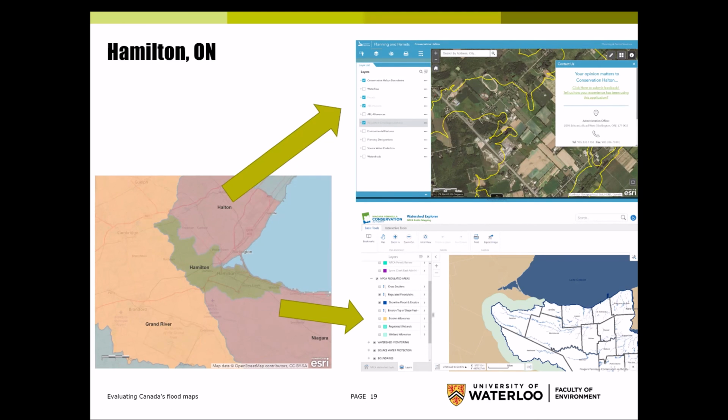So I actually had to figure out, or if you're a citizen of Hamilton, you would have to figure out which conservation authority you fall under, and then you would be able to find information for your area. So in the case of Hamilton, we found lots of different flood maps because they're published by different conservation authorities. So these are some examples of what these portals look like.